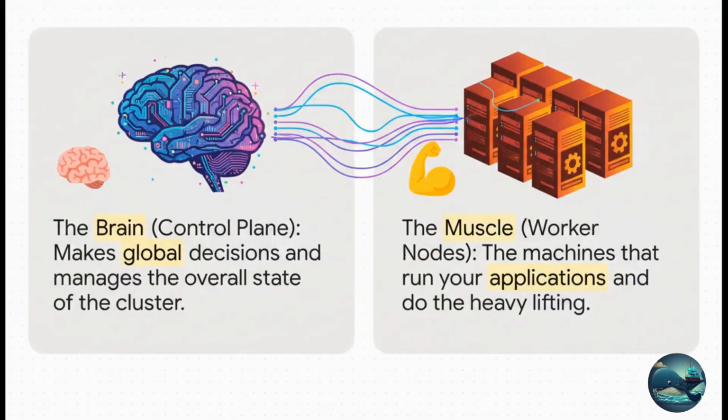All right, let's break down this organism. On one side, we've got the brain. In Kubernetes speak, that's called the control plane. Its job is to make all the global decisions for the cluster, keep track of everything, and react when something goes wrong, like a pod crashing. And then, on the other side, you've got the muscle. These are the worker nodes. They're the machines that are actually running your applications, doing all the real work. It's a pretty simple relationship, right? The brain thinks and directs, and the muscles do the work.